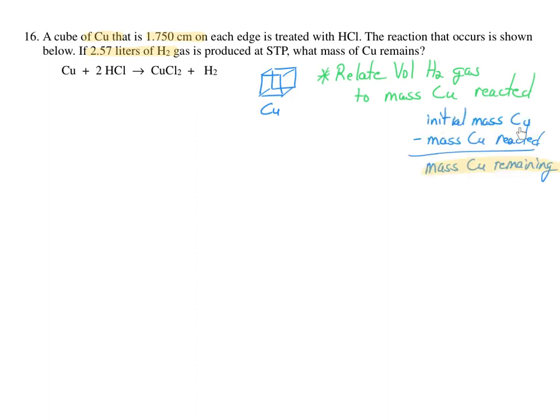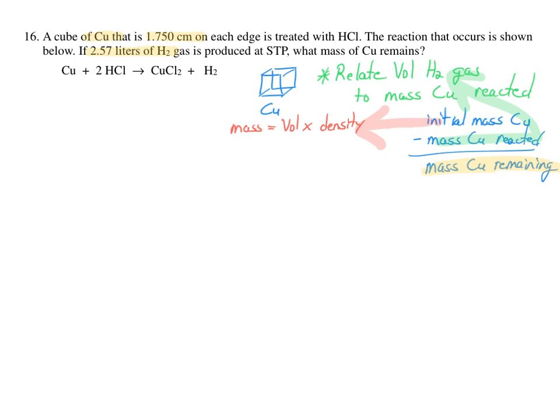The initial mass of copper minus the mass of the copper that's reacted is going to give us the mass of copper that remains, and this is where we're trying to get to. We're trying to get the mass of copper remaining, so we need to find a way to calculate the initial mass of copper and the amount that reacted. We've already mentioned that we can get our mass of copper reacted by relating it to the H2 gas.